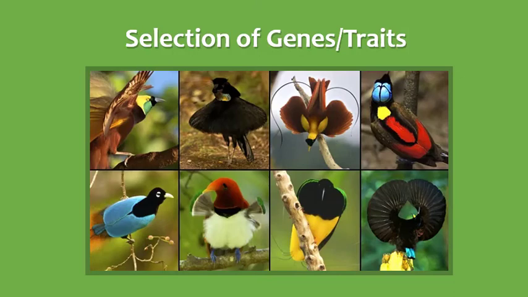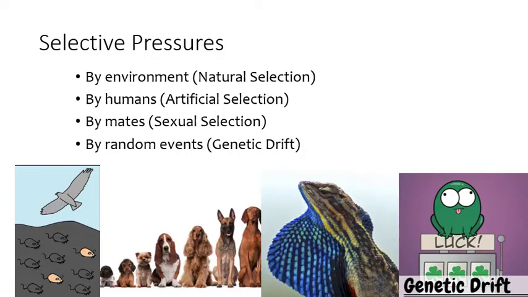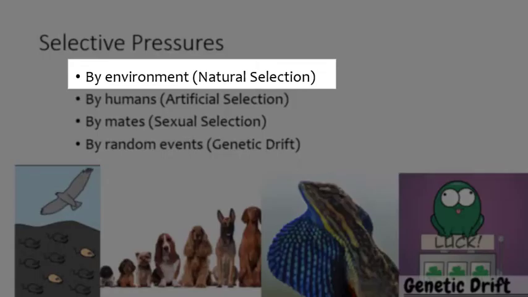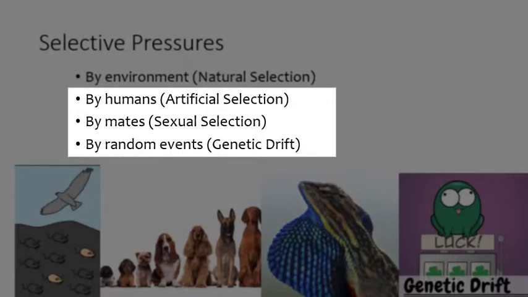In this mini lecture, we'll look at the other selective pressures. You've seen this slide before. In the last mini lecture, we addressed natural selection. Now we'll cover artificial selection, sexual selection, and genetic drift.